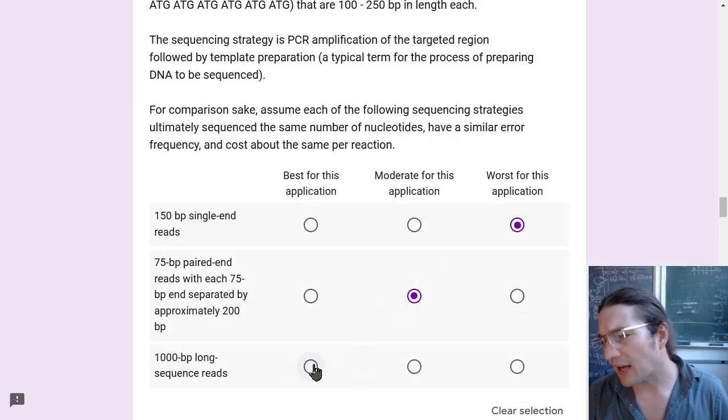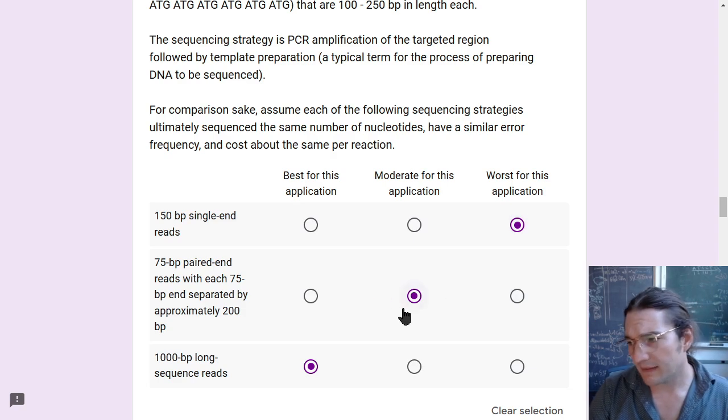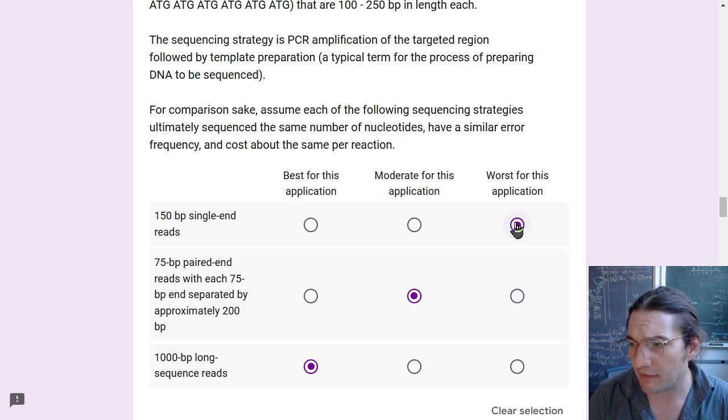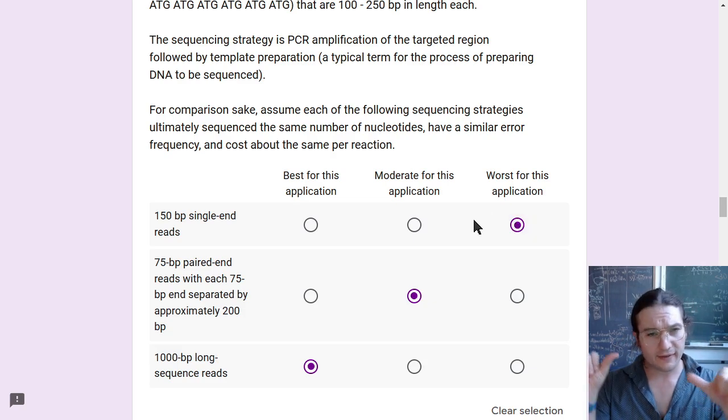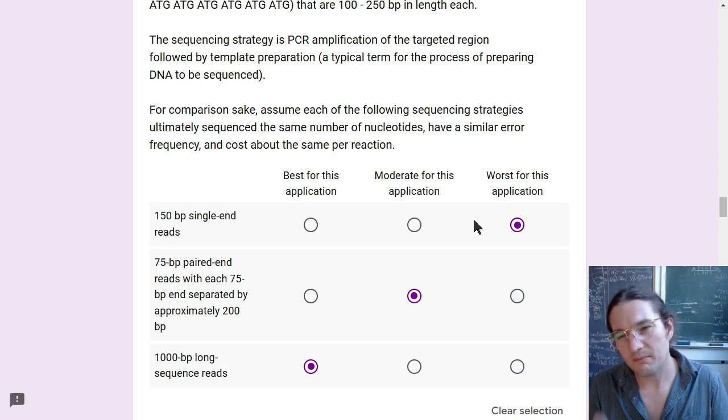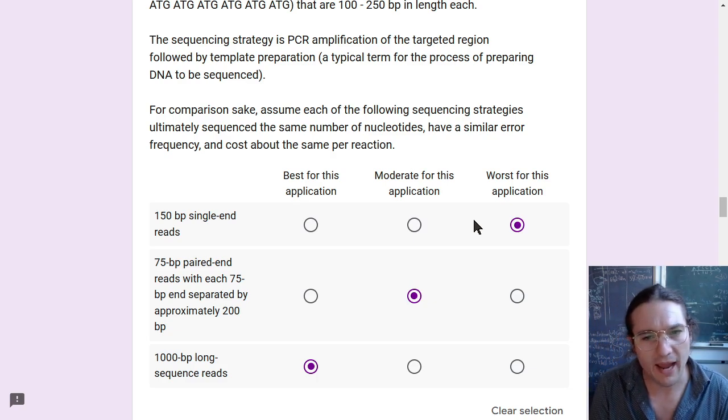There are trade-offs with these, but for the most part, 75 base pair paired end reads would be better than the 150 base pair, as long as there is an actually unique sequence out on those edges. Now, if it's only somewhat unique outside of the repetitive regions, then maybe there's some ambiguity. But for specifically this application, that paired end read is probably superior.